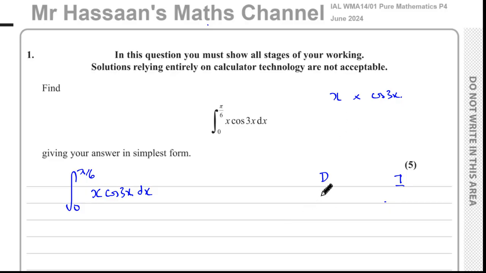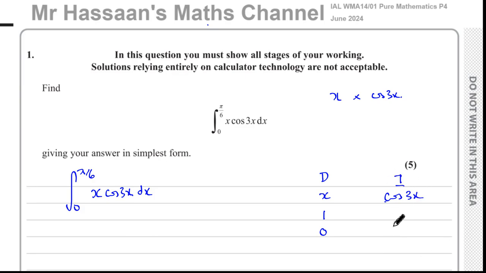Anyway, I'm going to choose x as D, and I'm going to choose cosine 3x as I. So here I have to differentiate. x differentiates to 1, 1 differentiates to 0, and you stop when you come to 0. Sometimes you get something that doesn't stop at 0, and those are other cases that we have to see, which again, you'll see some of in the playlist which is going to appear at the bottom of this page at the end of the video.